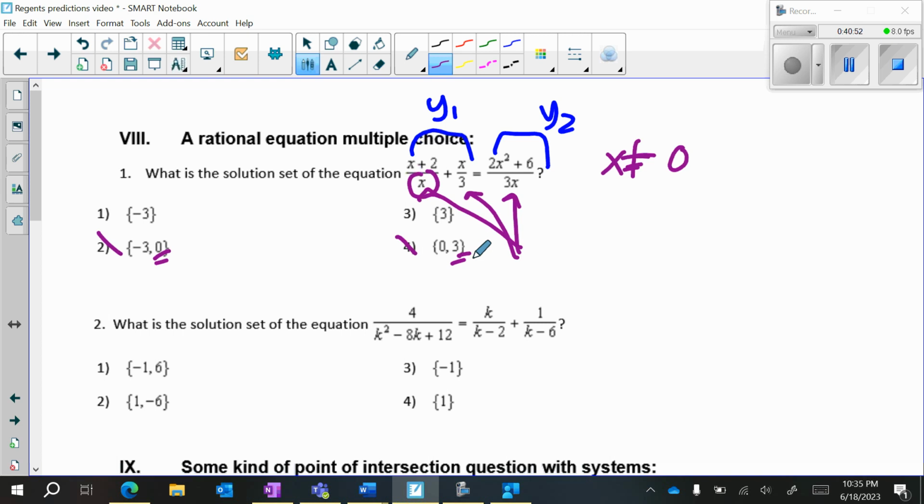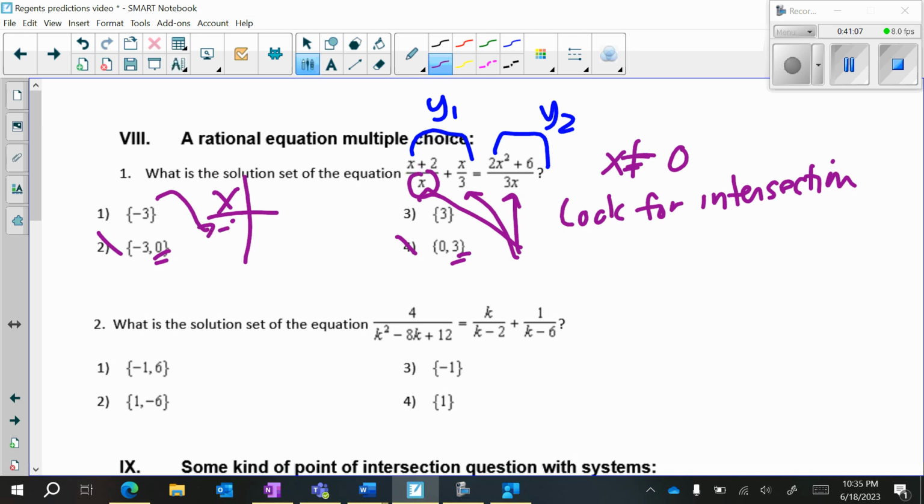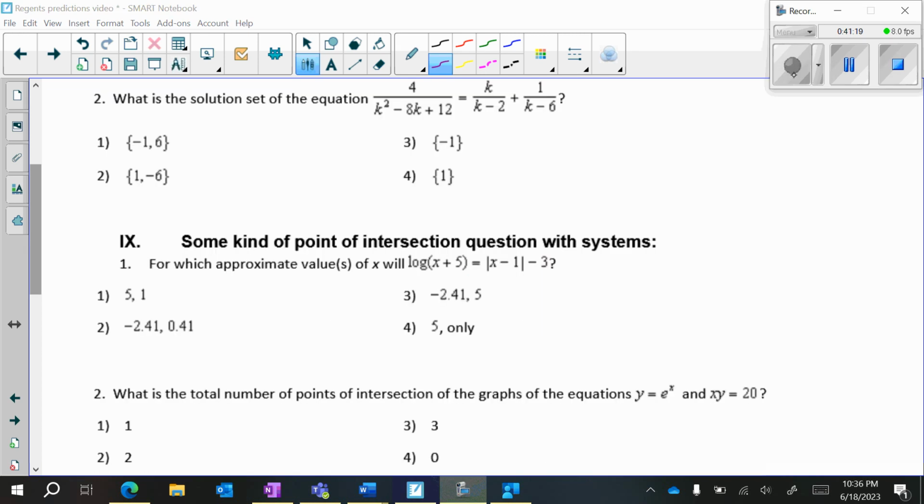So now you go to y1, y2, and look for the intersection on your calculator. To do that, you would hit second trace, intersection. But another idea is to look on the table at x equals -3 and see if the tables match for the two equations. And then go to x equals +3 and see if the tables match. That's how you're going to determine if it's choice 1 or 3.